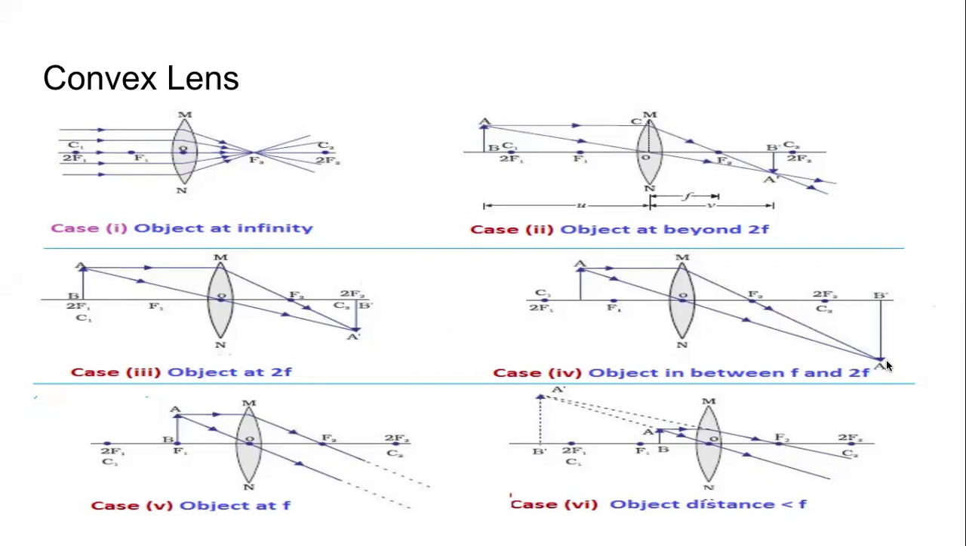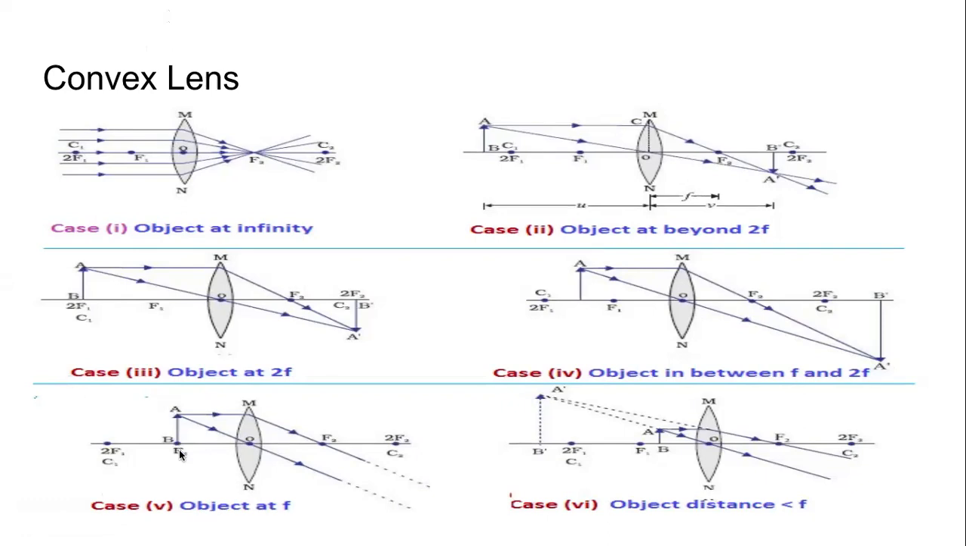Real, inverted, beyond center of curvature. And in case number 2, case number 3, case number 4, we are using the same two rules, rule number 1 and rule number 3. We can, of course, use rule number 2 also. No one stops us. We will get the same result.